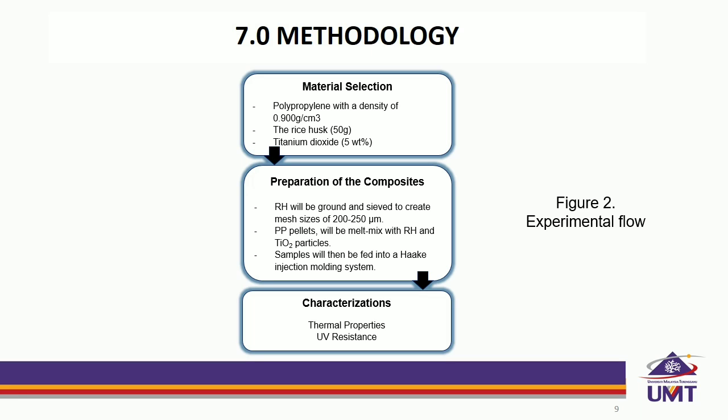The second step is preparing the composite. RH will be ground and sieved to create a mesh size of 200 to 250 micrometer. Then PP pellet will be mixed with RH and titanium dioxide particle, and then the sample will be fed into the hard injection molding system. The third step will be to investigate their characterization with thermal properties and UV resistance.